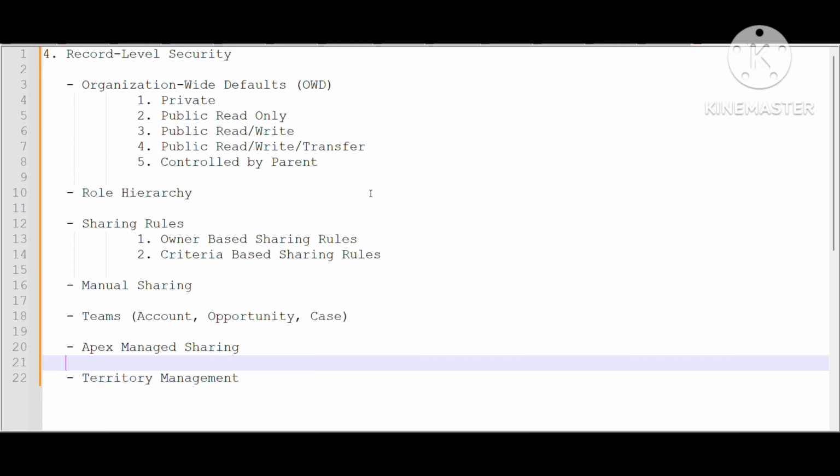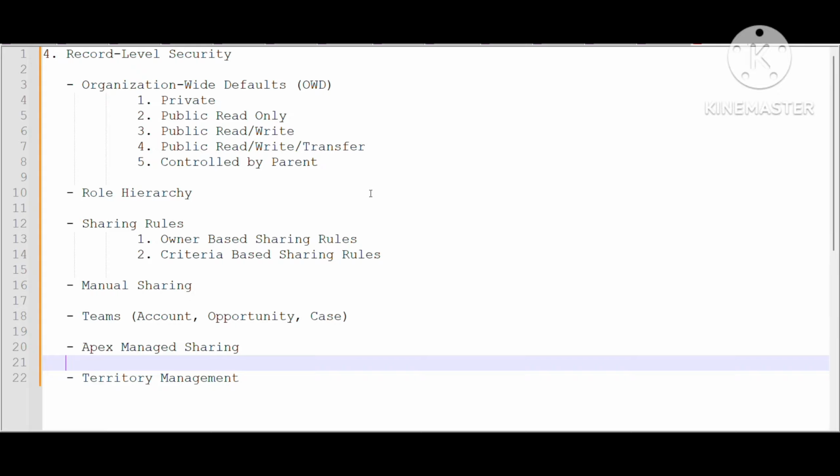Okay. Now the public read write. When the OWD of a particular object is public read write, it means that the other users in the org, whoever have access to that particular object from their profile or permission set, will also be able to perform the read and write activities, given the fact that all the rest of the permissions are intact.